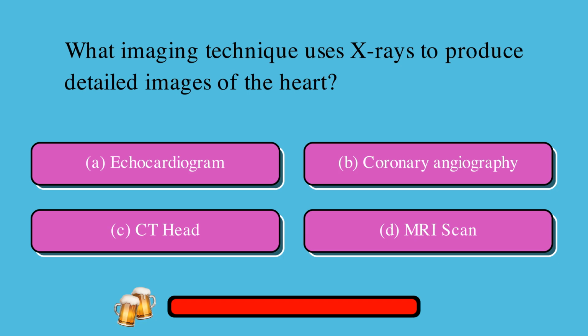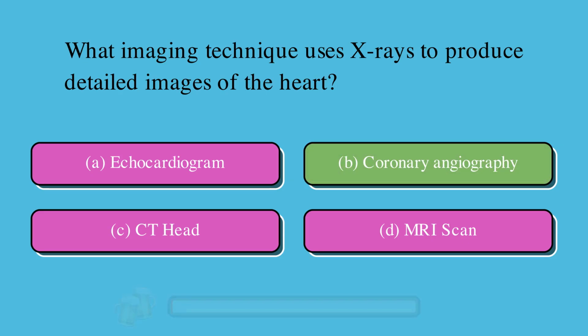Here's some diagnostic techniques trivia. What imaging technique uses X-rays to produce detailed images of the heart? A. Echocardiogram, or B. Coronary angiography, or C. CT head, or D. MRI scan? The correct answer is B. Coronary angiography.